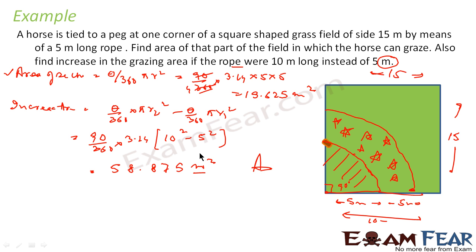But the concept here is, in the square, this horse is grazing the grass. The angle is 90 degree and the maximum is this area. This is a sector. You find the area of the sector. The question says the length of the rope is increased, so it's a new sector here. So you take the area of the new sector minus the area of the old sector to get the increase in area.